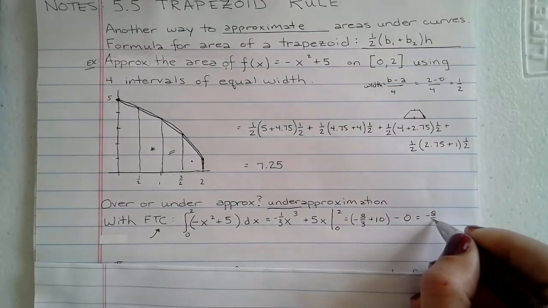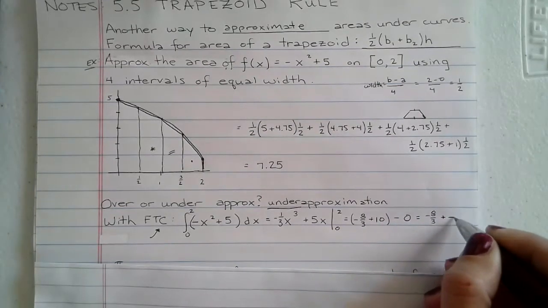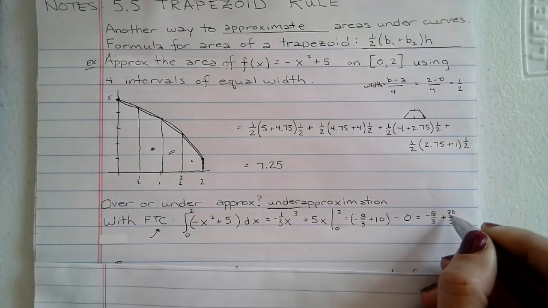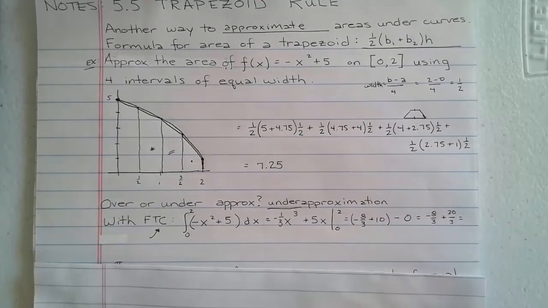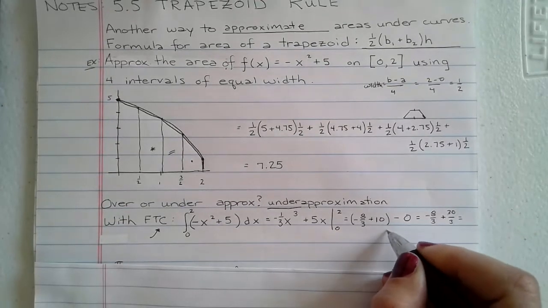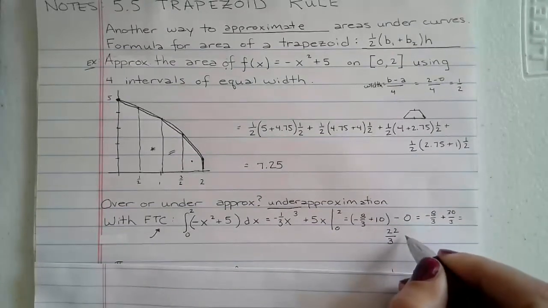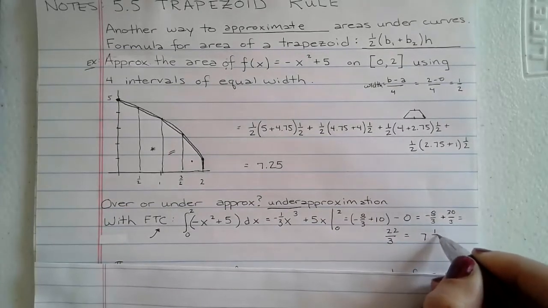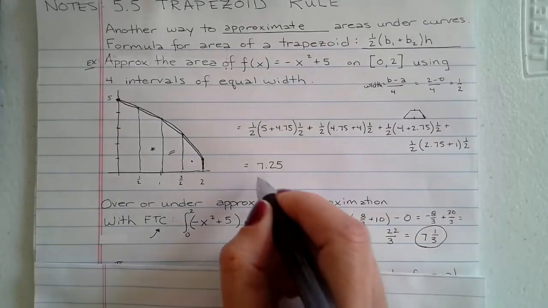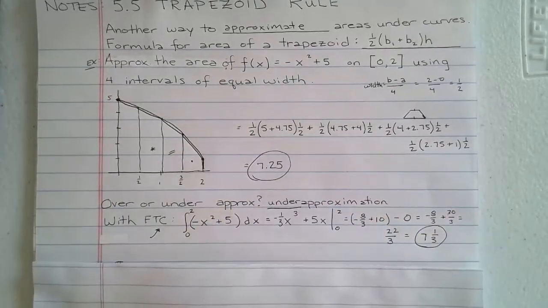And that's going to give us negative 8/3, common denominator, so we'll do 30/3, should give us 10. And that gives us 22/3, which is 7 1/3. So our answer was under, like we thought, but not too far.